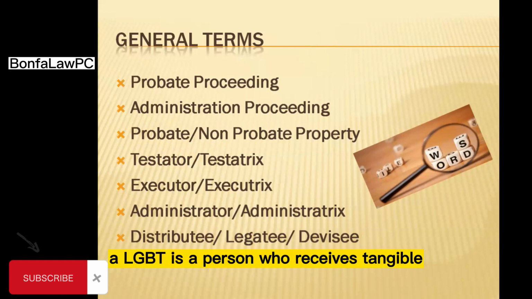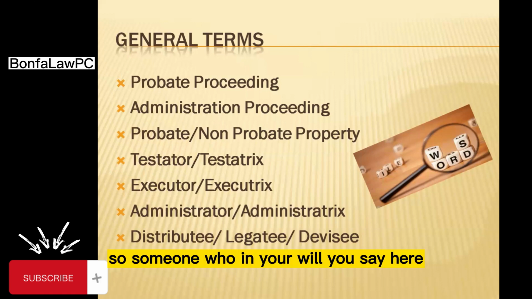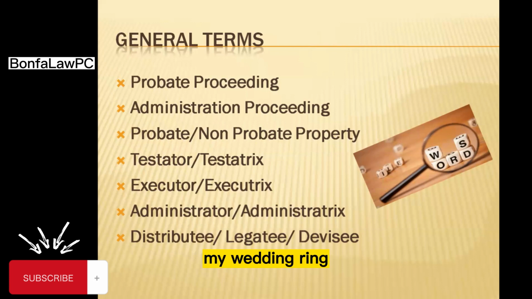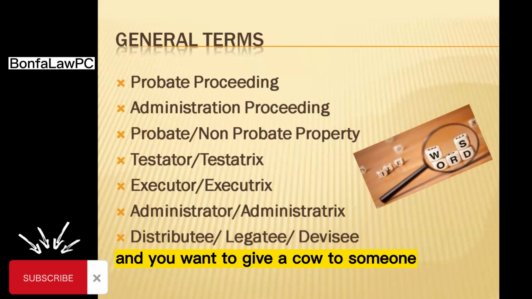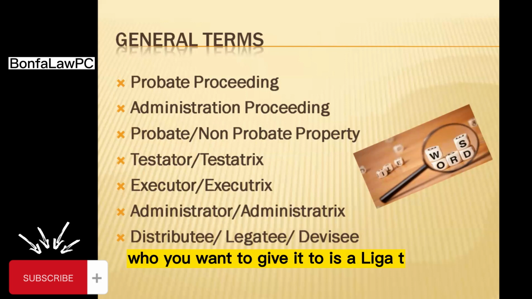A legatee is a person who receives tangible personal property. So someone who in your will you say, hey, here is my wedding ring, or here's a cash gift, or something along those lines. It's just personal property, and cash gifts, clothes. So if you own a cow and you want to give a cow to someone, that person who you want to give it to is a legatee.